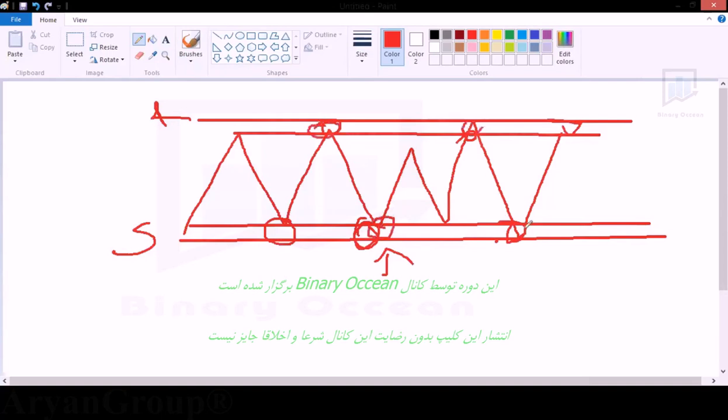This is your entry point. This is your exit point. And this is your entry point. This is your next exit point. So these are the entry points. These are the exit points. So you need to observe the market too.